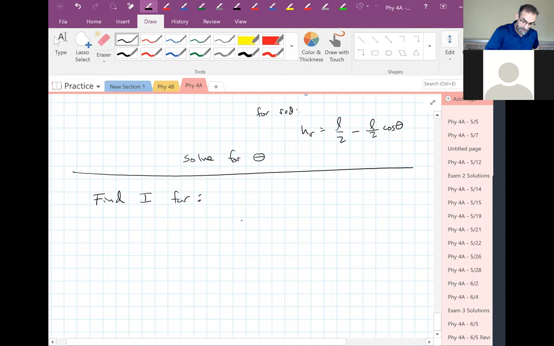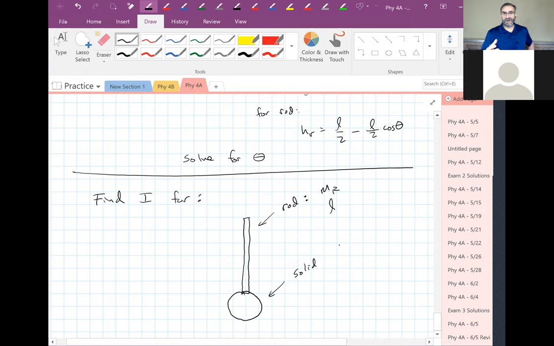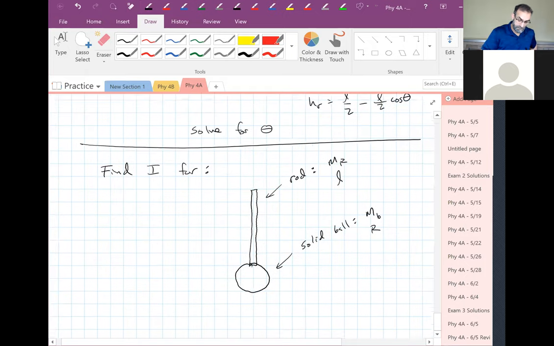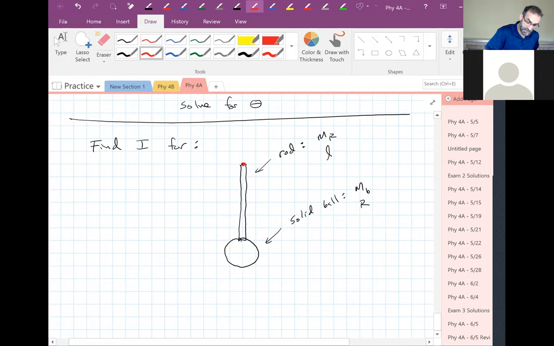So we've got a rod. And we've got a, should we make it a solid? Like a clay ball, solid ball, M ball, and radius R. So we're not going to treat it like a point mass now. Axis of rotation right there.